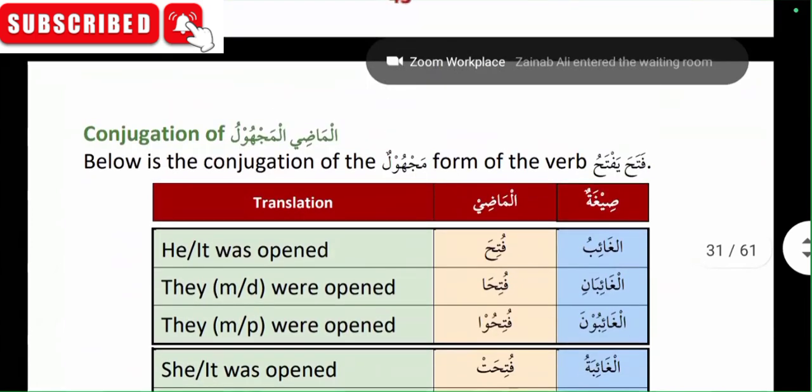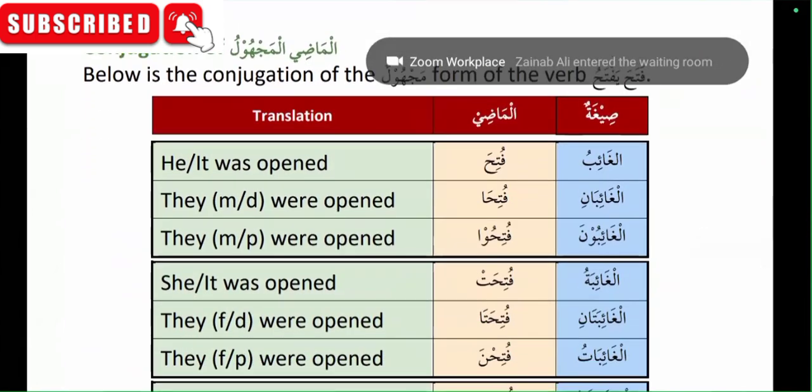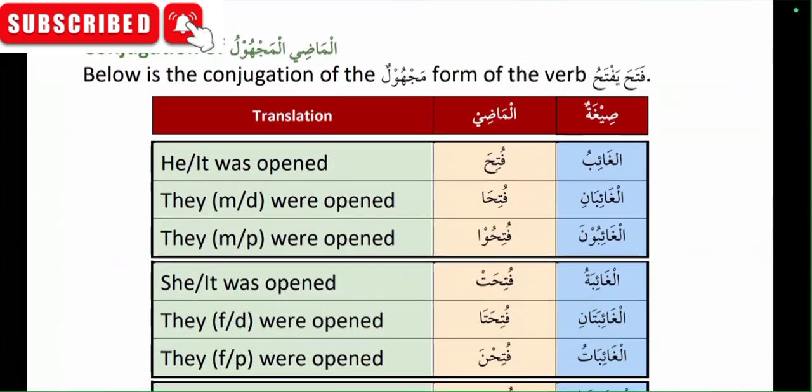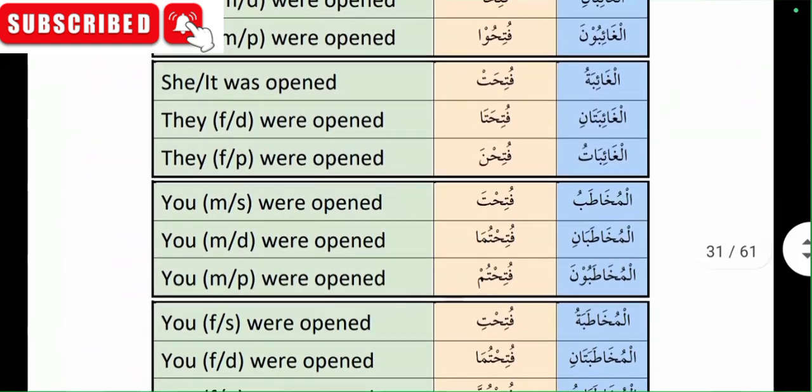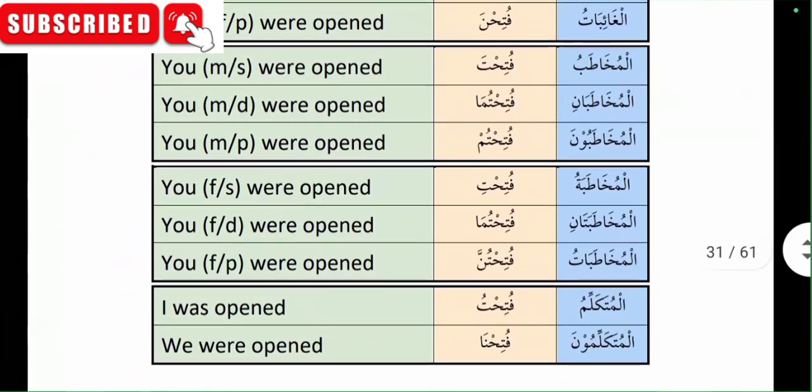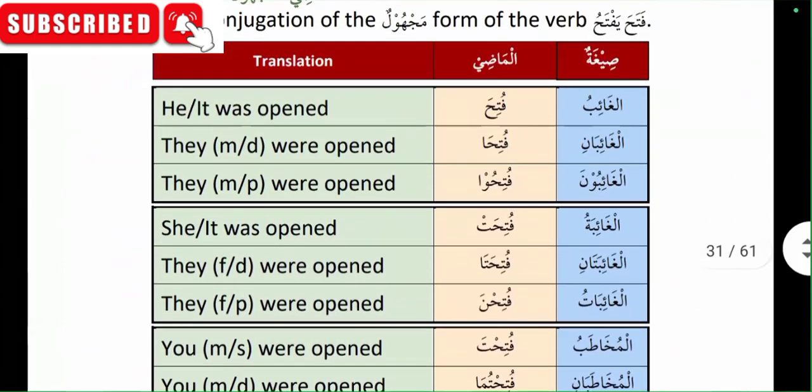Then this is the conjugation for fi'l madi majhul: futiha, futihu, futihat, futihata, futihna, futihta, futihtuma, futihtum, futihti, futihtuma, futihtunna, futihtu, and futihna. So when we say futiha, it means it was opened or he was opened.